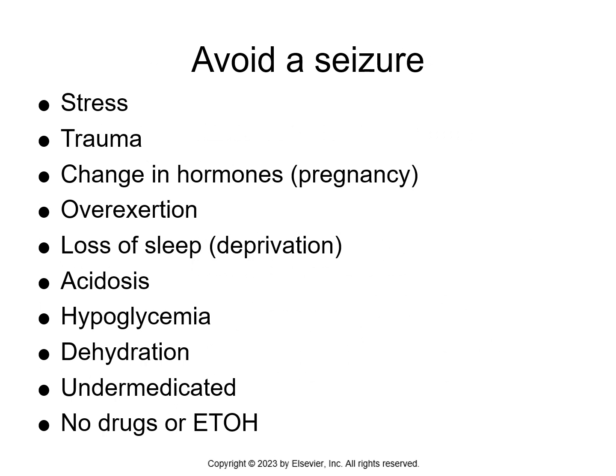So the key to anything with seizures is to avoid a seizure. And the way to do that is, and these are the things that can cause seizures, stress. So let's decrease our stress levels. Trauma. Let's just not have an accident, right? Wear your seatbelt. If you're on a bicycle or a motorcycle, wear a helmet.